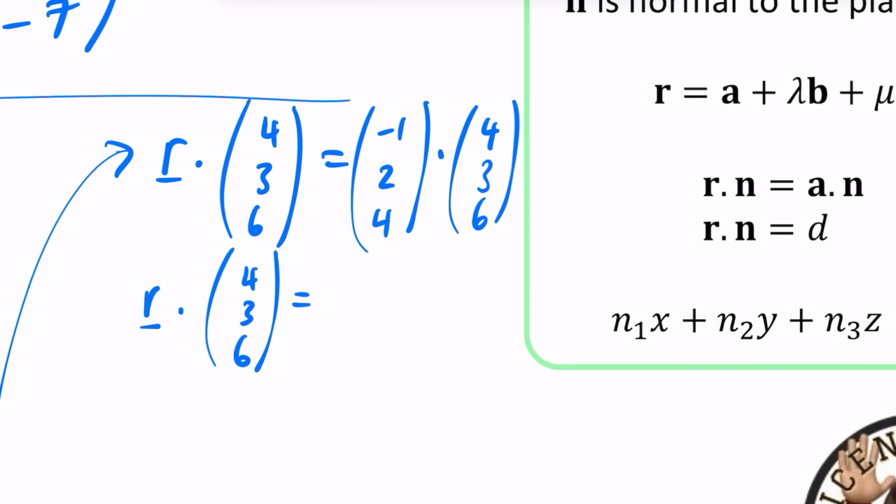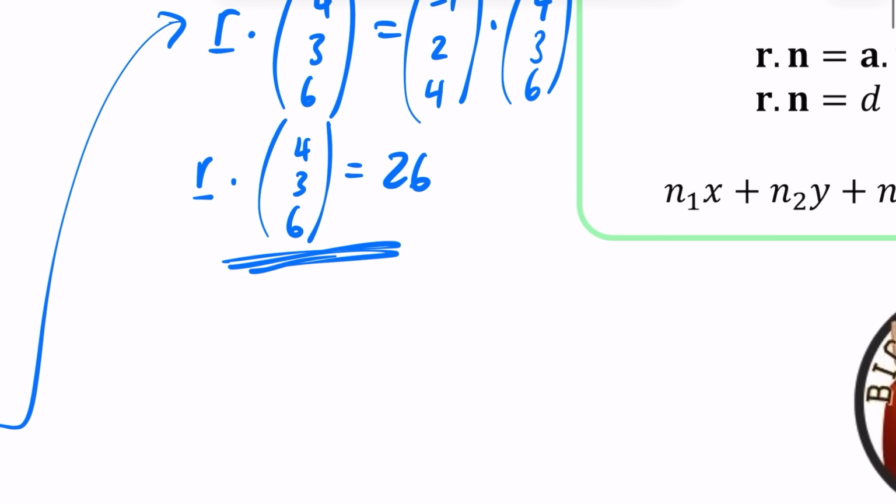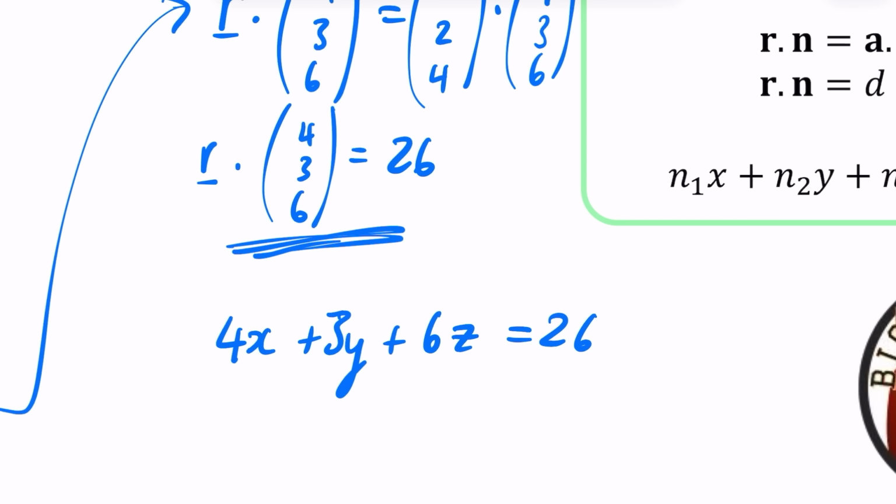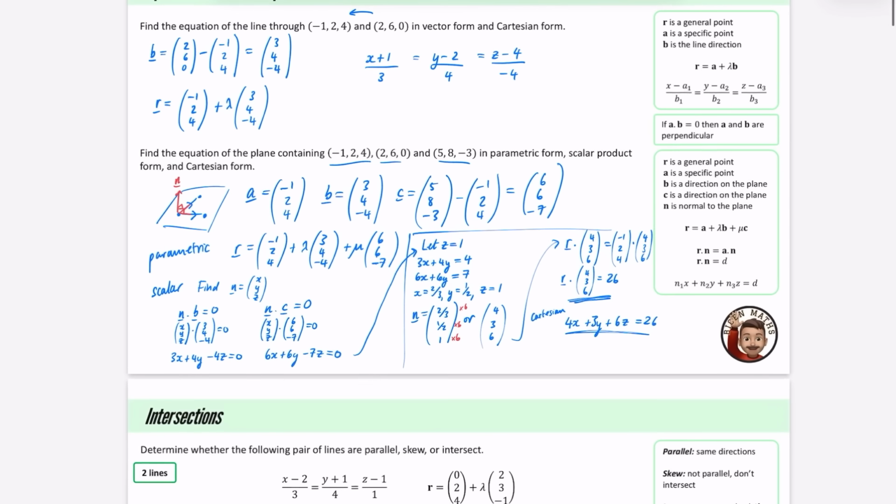Now, you know to do this. We don't need to do the full working. It's going to be -4 plus 6 plus 24, and that is equal to 26. And then the last stage to get our Cartesian equation for this is you're almost just imagining that instead of there being r, you just have it as x, y, z. So you would get the 4 times the x, the 3 times the y, and the 6 times the z, and that is equal to 26 for that Cartesian one that we have down here.